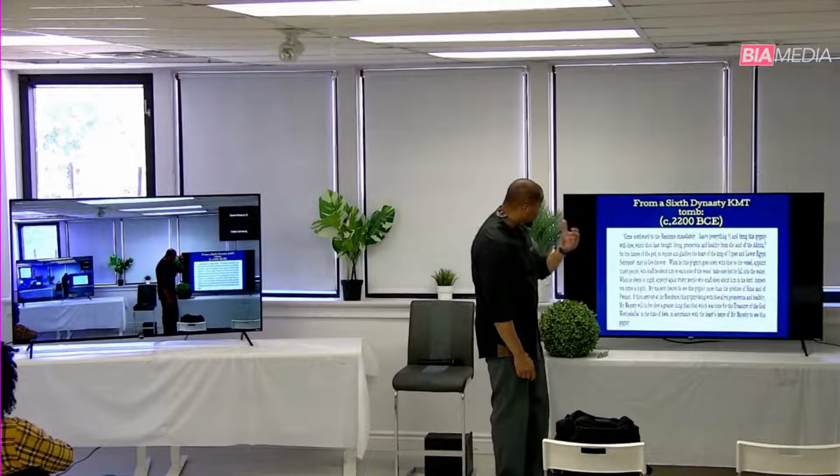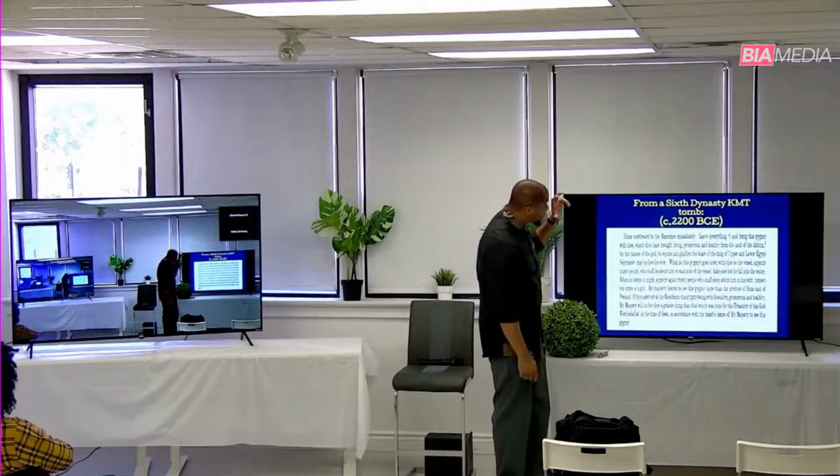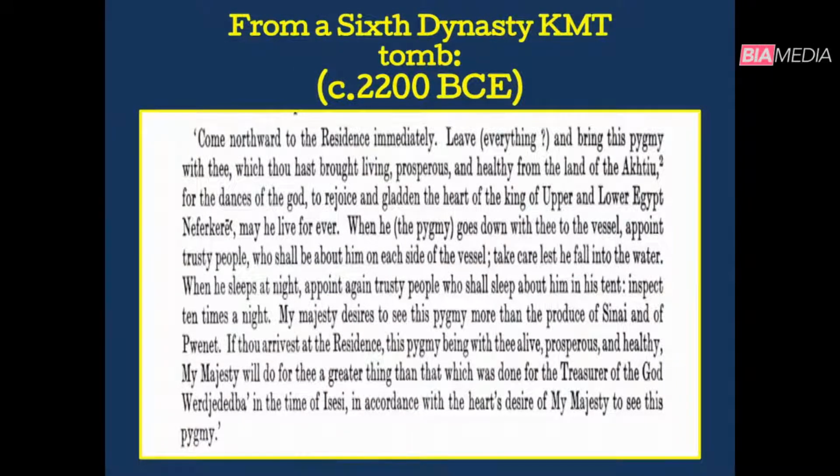I want to go to this. This is from 2200 BCE, and it comes from Egypt. And this is one of the first pieces of written history on the Batwa. Although this says Pygmy, this is because it was translated by some European a couple of decades ago. But the pharaoh writes to one of his officials who tells him about this trading expedition that he had, probably to Nubia. And he says, "Come northward to the residence immediately.